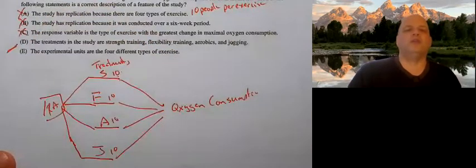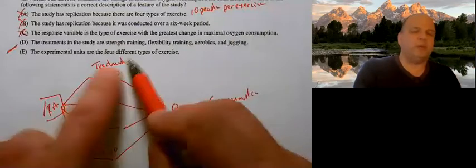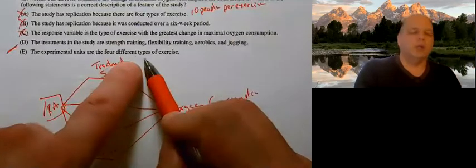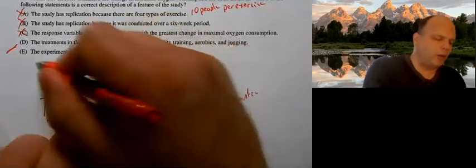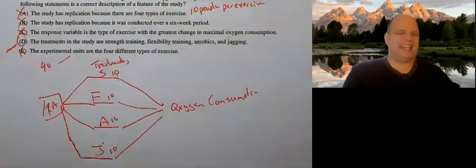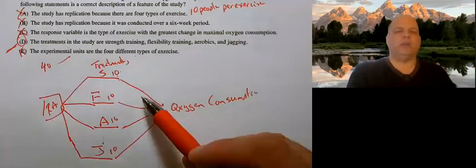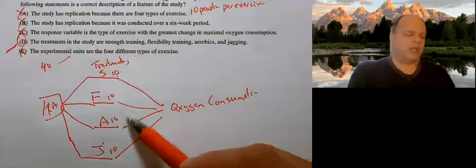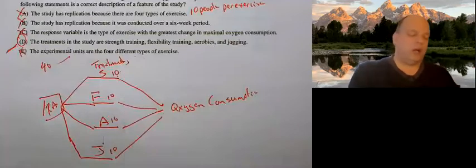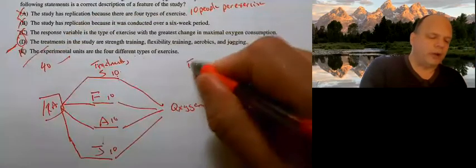The experimental units are the 4 types of exercise. These, once again, are the treatments. The experimental units are the 40 people. So the experimental units are the 40 people. This is false. Our best answer is D. The treatments in the study are strength, flexibility, aerobics, and jogging. And we can also call these treatments the explanatory variables.